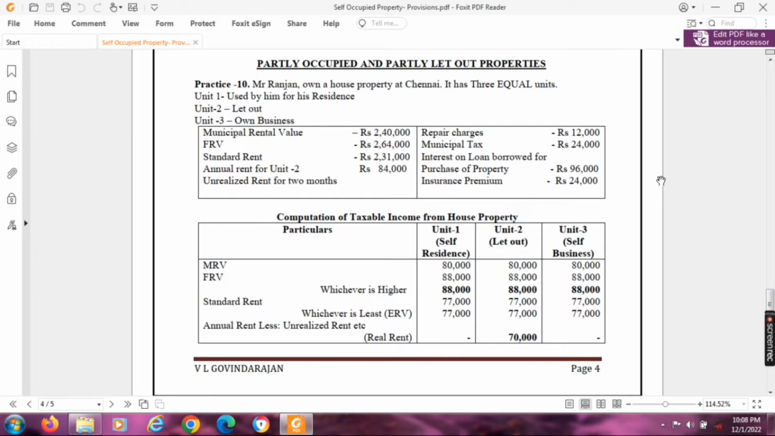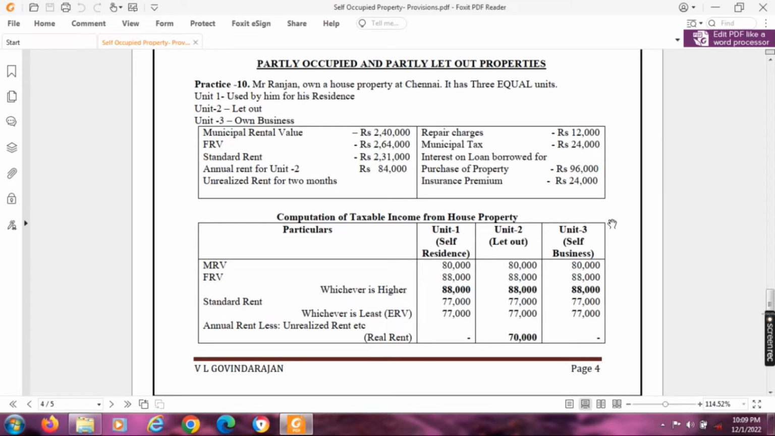Next one, unrealized rent for 2 months. Next one, annual rent for unit 2, 84,000. Annual rent 84,000, that means per month 7,000. Here unrealized rent is for 2 months. So out of 84,000, 14,000 is unrealized rent, and the balance 70,000 will be the real rent. While computing the answer, we have to do it properly. Next one, repair charges. This one is unwanted information. Municipal tax, it is required. Interest on loan borrowed for purchase of property, it is also required.